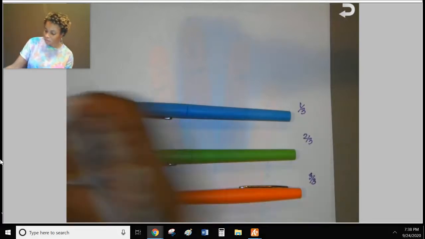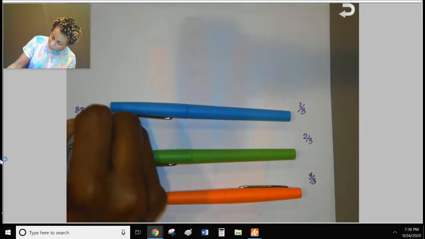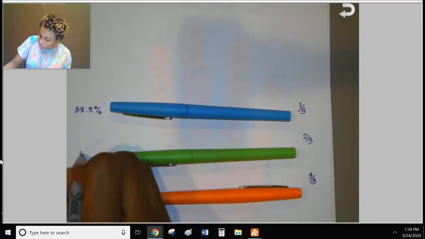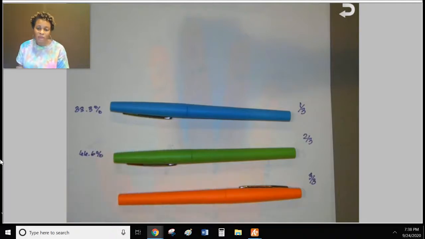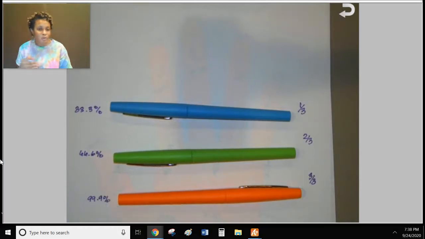1/3 is 33.3%. 2/3 is just twice that amount. So you take 33 and add it, and you get 66.6%. And of course, 3/3 will be 99.9%, which we would round up to 100%.